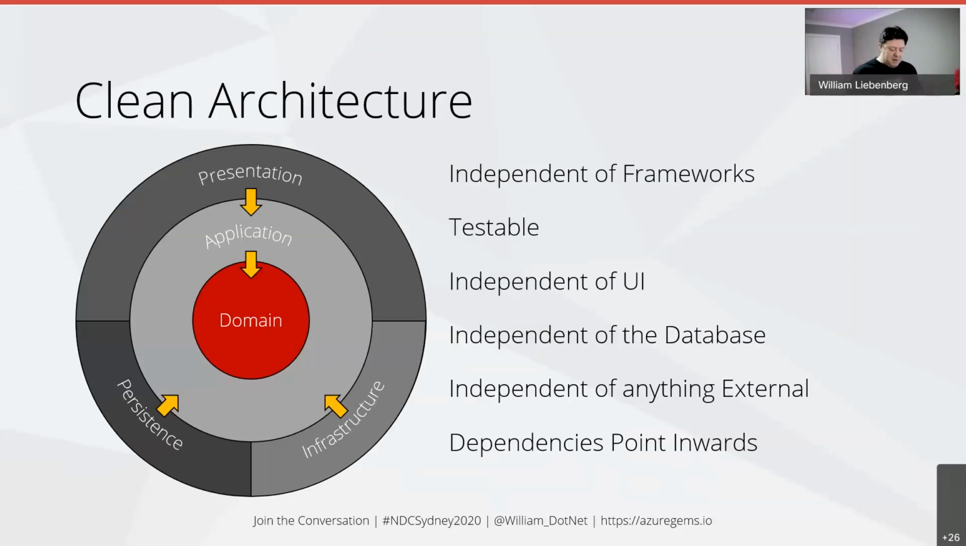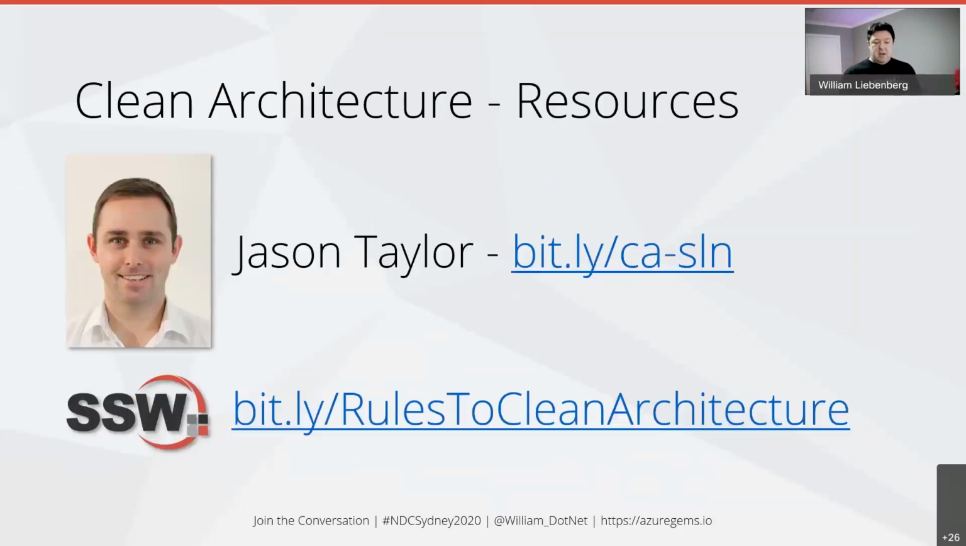And this is all possible because the dependencies all point inwards. You can see the arrows there, nothing's pointing outwards. So any changes that you make on the outside don't change the code in the middle. Really nice. So if you want a template for getting a clean architecture project up and running in seconds, you can check out Jason Taylor's clean architecture solution on GitHub.